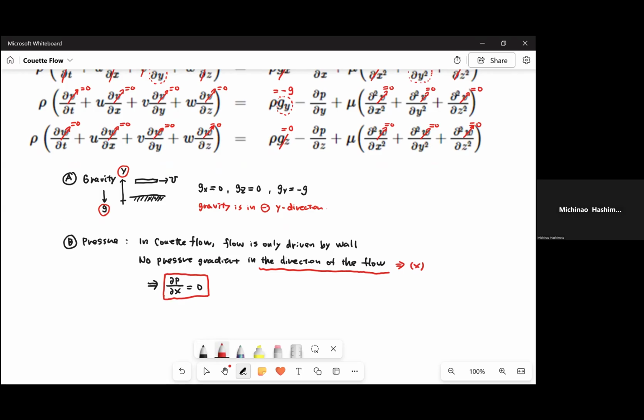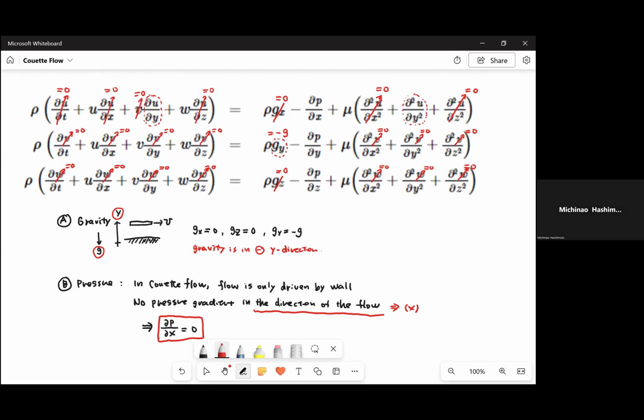So this dp/dx part comes from the definition of the Couette flow. In Couette flow, flow is only driven by the wall. Therefore, no pressure gradient here. So this is also telling you this quantity equals 0. We started with a very bulky Navier-Stokes equation, but it doesn't look as bad now, right? So let's try to simplify this equation. I'm going to rewrite it here.